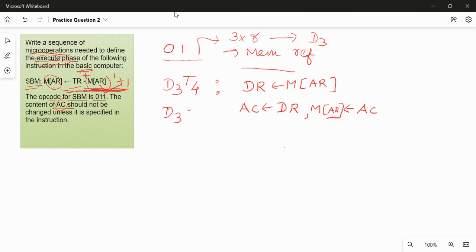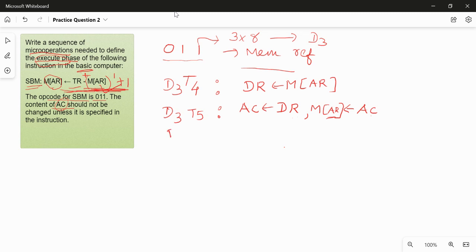Now let us also write the control function associated with these operations. So it would be D3T5. Note that the decoder output will remain constant till the end of the execution. Only timing signals will change. Okay. So what we have done so far: the second operand is currently available in AC. So in the next clock cycle, you can find its one's complement. You have also preserved the value of AC in the memory word.